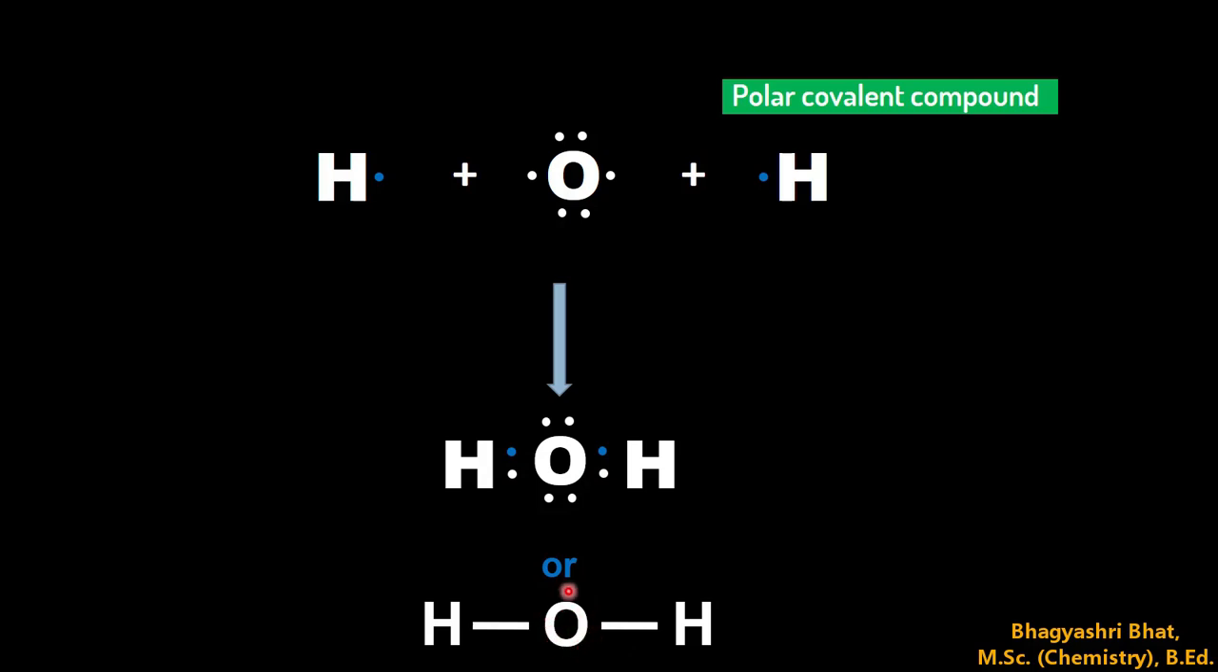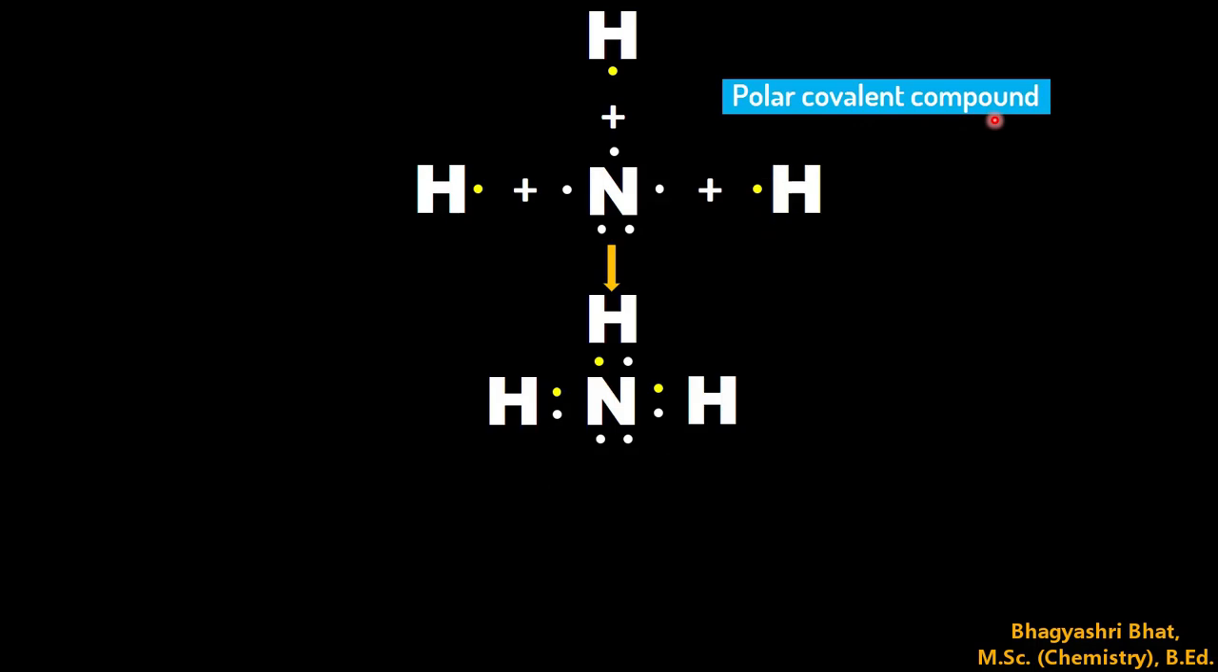And oxygen, because of that, it bears partially negative charge, and hydrogen atoms, they bear positive charge. Since there is a charge separation, there are two poles, positive and negative. This is also called a polar covalent compound.